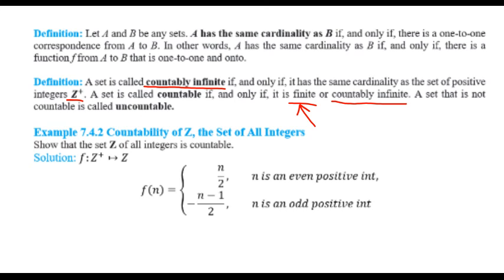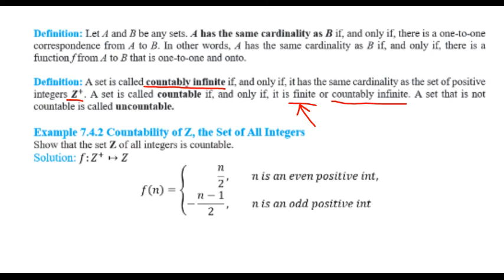So an uncountable set should be both infinite and not countably infinite. So if a set is finite, it's obviously not uncountable, or it's obviously countable, correct?